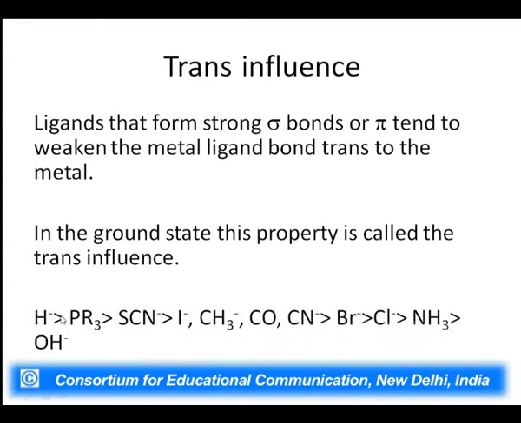Here the order is hydride, trialkyl phosphine, isothiocyanide, iodide, then methyl group, carbonyl, cyanide, bromide. Firstly, we arrange the ligands which form strong sigma bonds, then those forming strong pi bonds. Then there are the pi acceptors.